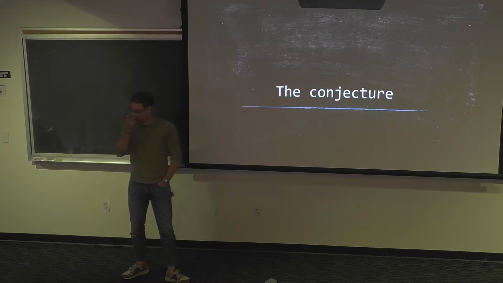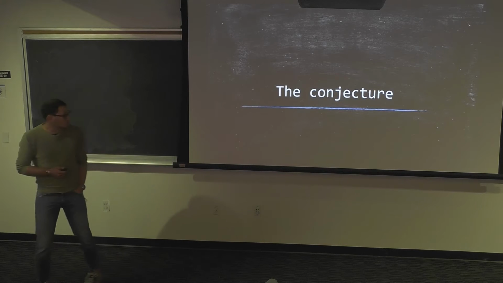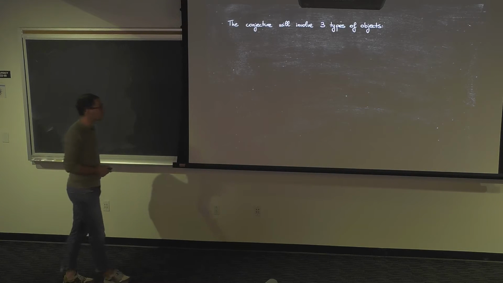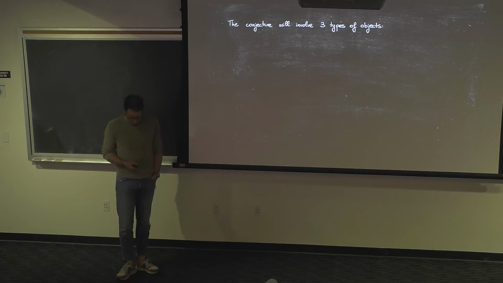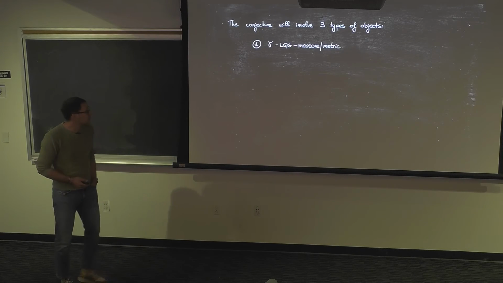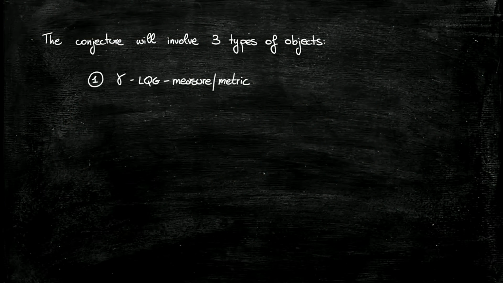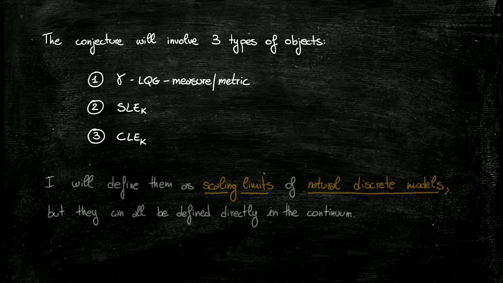OK, here is the conjecture. So in the conjecture, I need 3 types of object. The first object is a gamma Liouville quantum gravity measure and metric. The second object is an SLE, and the third object is a CLE, a Schramm-Loewner evolution and a conformal loop ensemble. So I'm not assuming that you know any of them.